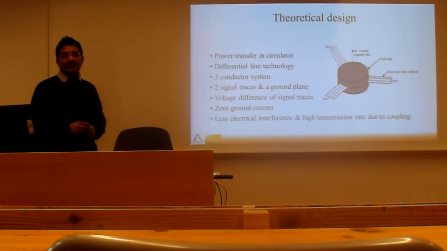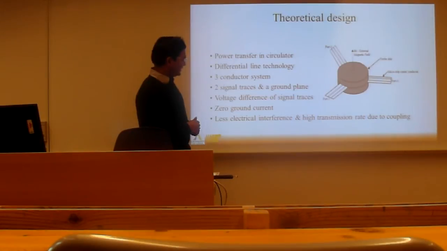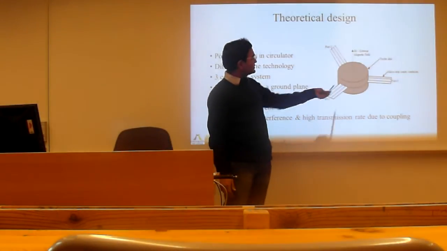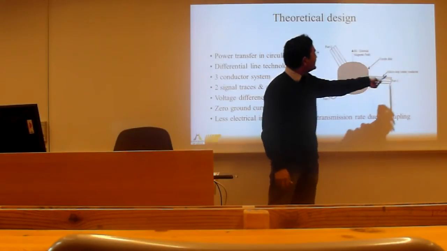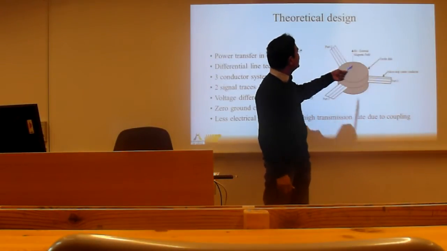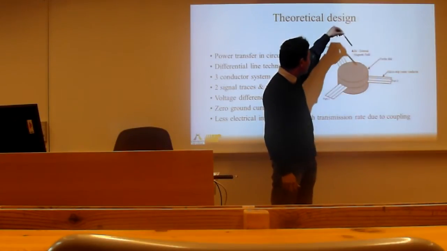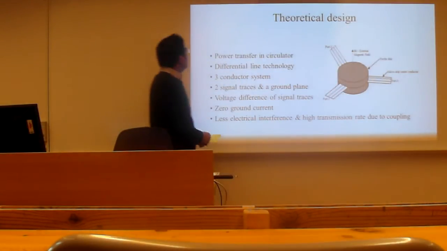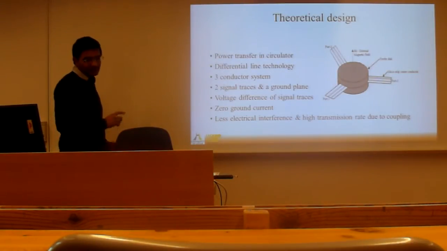In the third part of the theory, I will discuss the design of the circulator. This is the basic design that you can see here. It has two ferrite discs and the microstrip center connector, and these are the transmission lines. And this is the magnetic field that I have applied normal to the ferrite. First, the power transfer in the circulator.